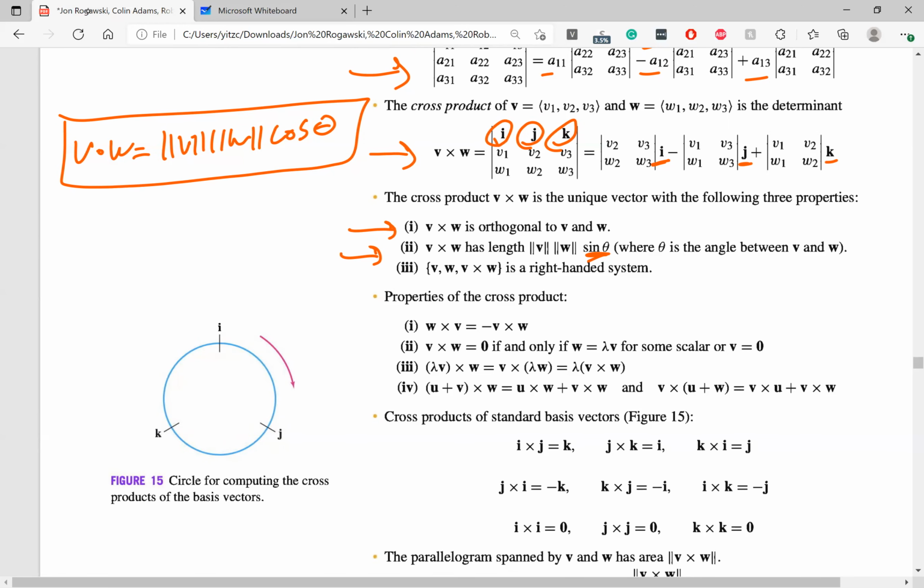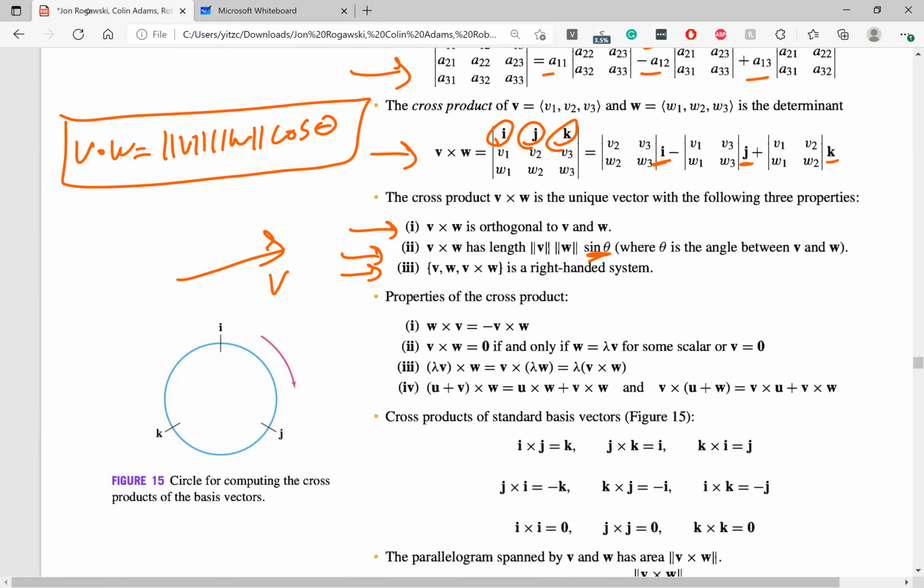We also saw the right-hand system. So how to know if you have V over here and W over here? How do you know if your vector is pointing up or down? Well, you put your index finger in the direction of V, the back of your hand in the direction of W, and you see in which direction your thumb is pointing. So I would say that of these properties, the most important one, again, is that V cross W is orthogonal to V and W. The second one is this thing about area. And then you have these other two properties, the sine one and the right-hand rule.